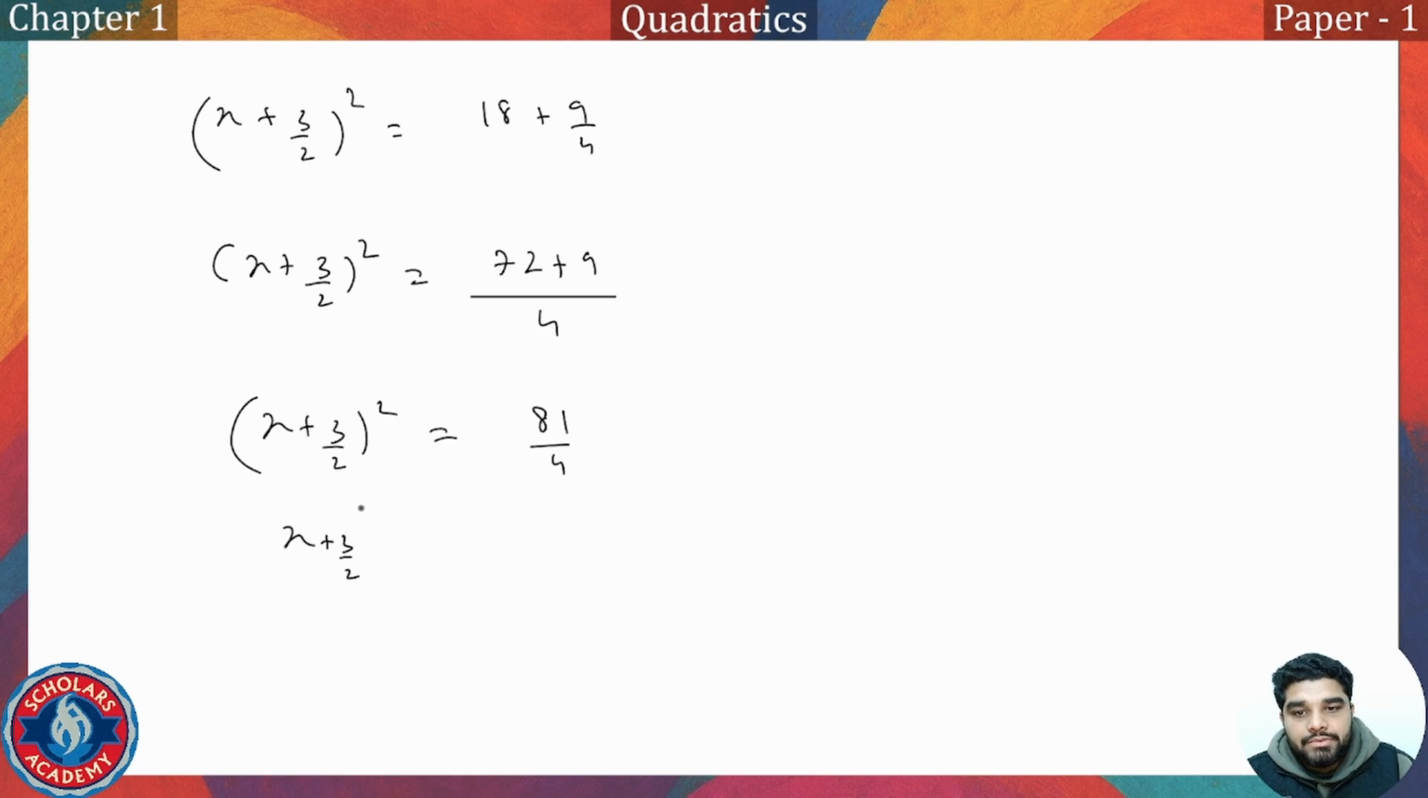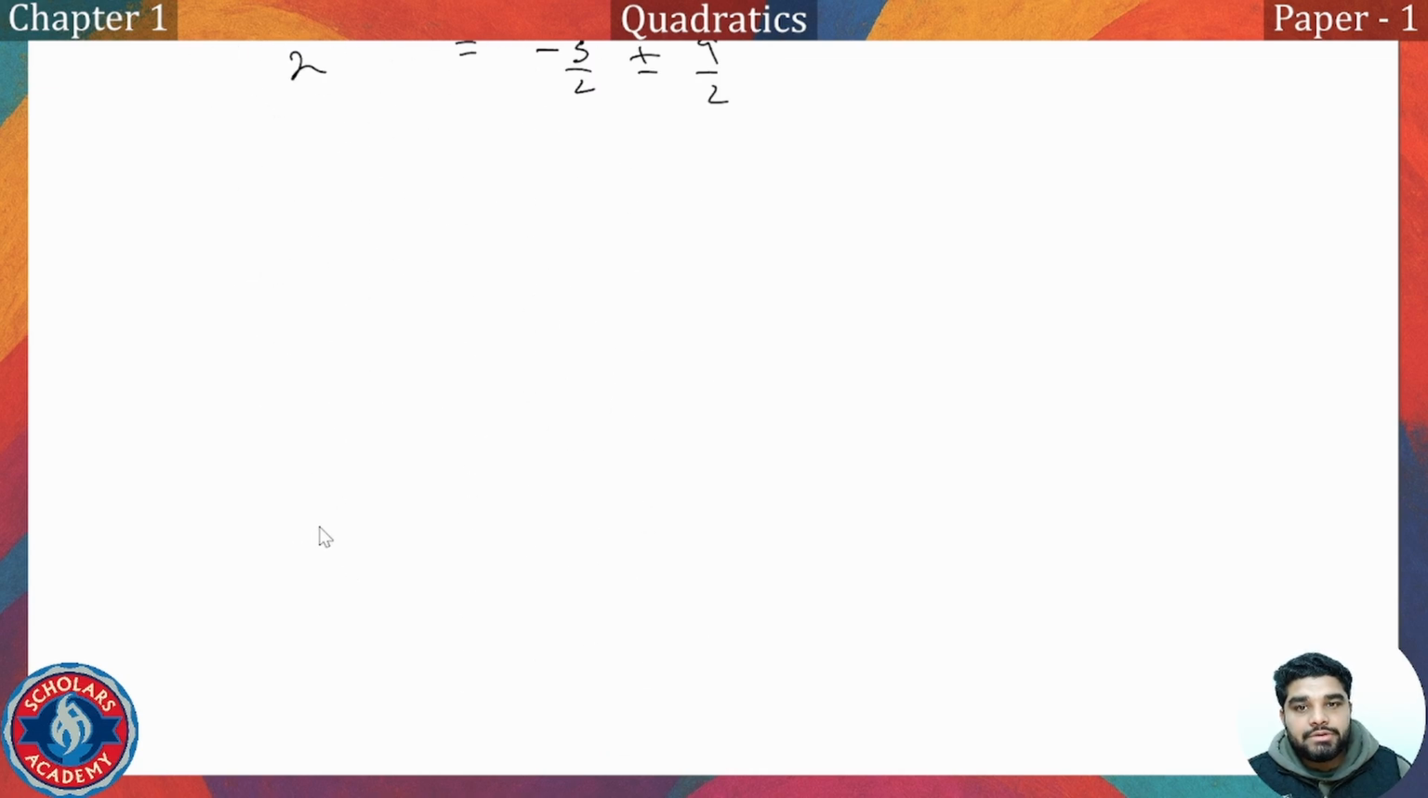(x + 3/2)², we can take the square root. Taking the square root, we are left with x + 3/2 is equal to plus-minus 9/2. x is equal to negative 3/2 ± 9/2. It means we get two quantities, that is x is equal to negative 3/2 + 9/2, or x is equal to negative 3/2 - 9/2.